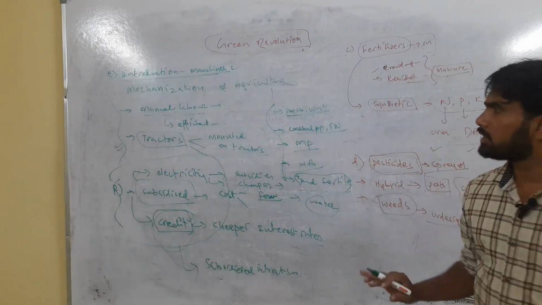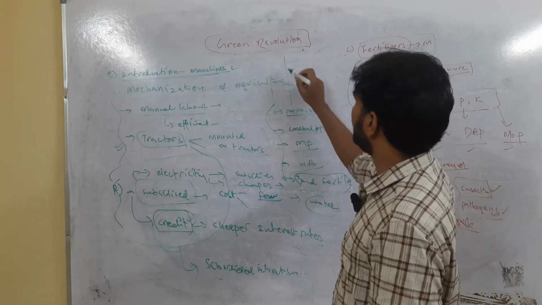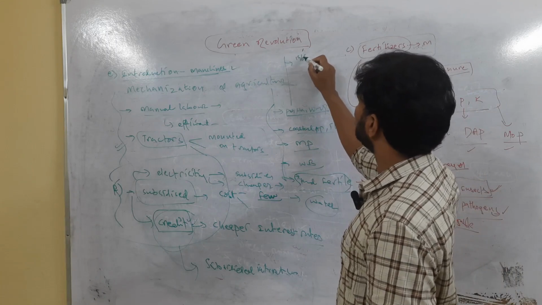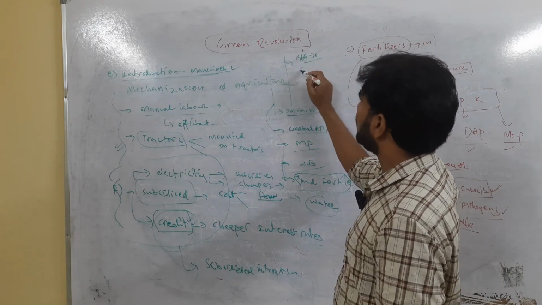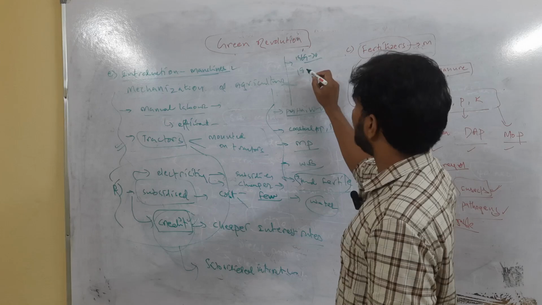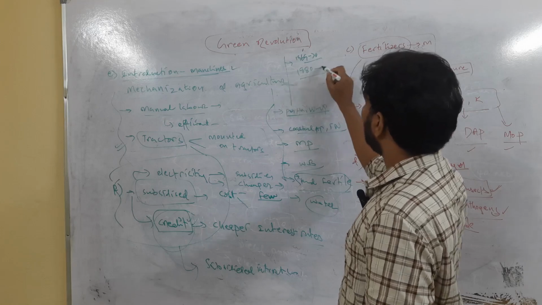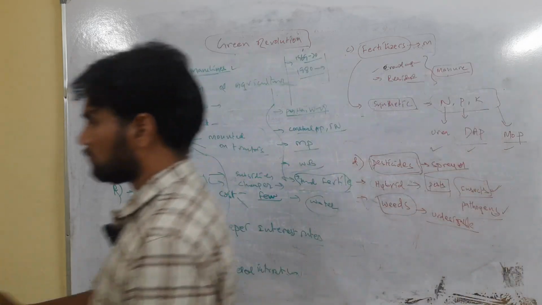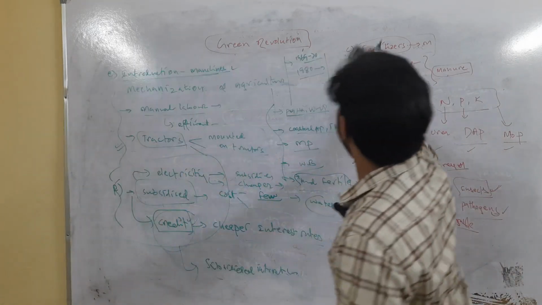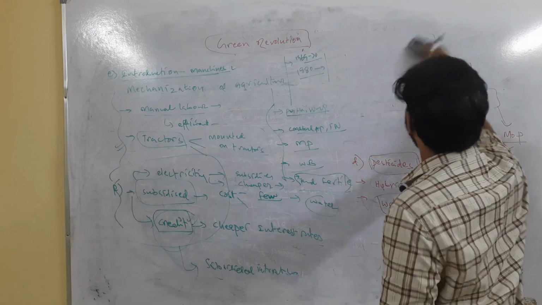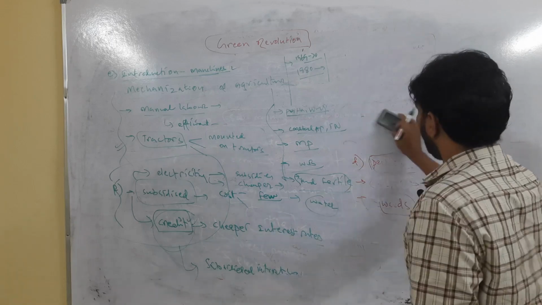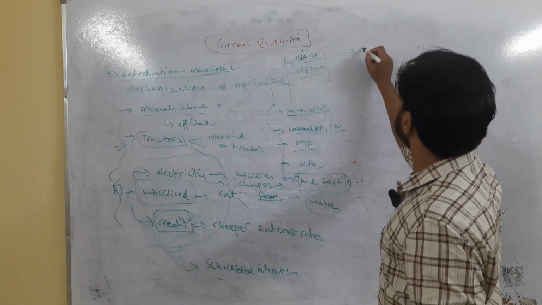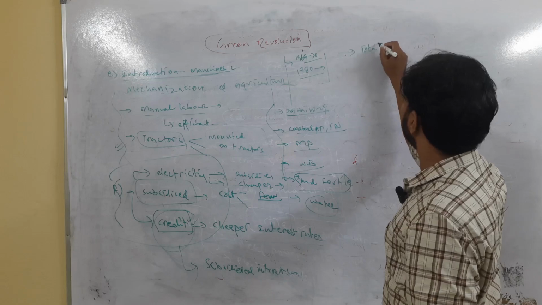The result is, finally, you have to know the result. Because of this, within 10 years, from 1969-70 when we started, by the year 1980, there was a huge increase in the total production of food grains.